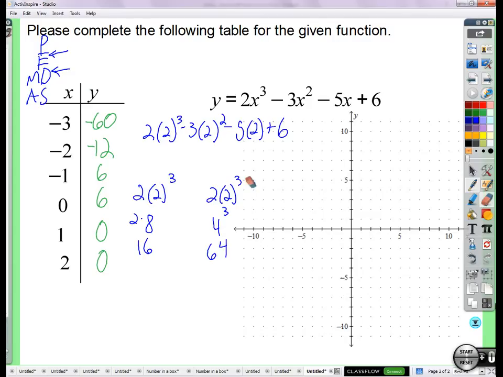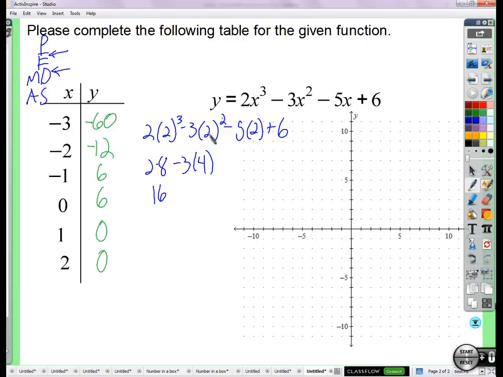Okay, so we should get, in this first part, 2 times 8, which is 16. Then we get negative 3 times 4. 2 times itself is 4. Negative 3 times 4 is negative 12. Negative 5 times 2 is negative 10. Plus 6. Negative 10 plus 6 is negative 4. 16 minus 12 is 4. Minus 4 is 0. So if we plug a 2 in, we get a 0 out.